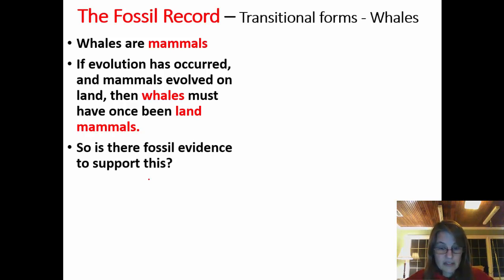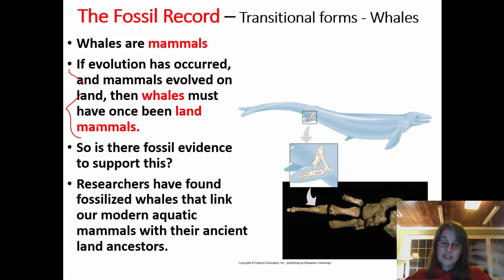Is there fossil evidence to support this? This is just the essence of how science works here. You ask a question. If this is the set of facts we accept is true, then we should be able to find this thing. Can we find it? And if the answer is no, you come back and you toss out something in this hypothesis. But if it's yes, you kind of have to accept it until you find some other evidence to dispel it. So researchers have found fossilized whales and whale ancestors that link our modern aquatic mammals with their ancient land ancestors.